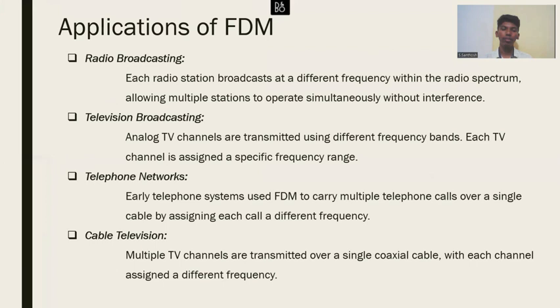And then for television broadcasting, analog TV channels are transmitted using different frequency bands. Each TV channel is assigned a specific frequency range. Then telephone networks: earlier network systems used FDM to carry multiple telephone calls over a single cable by assigning each call a different frequency.